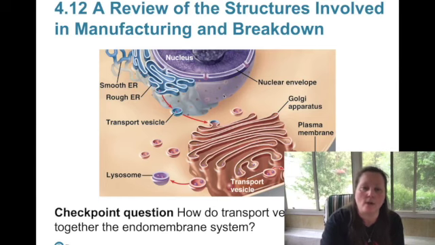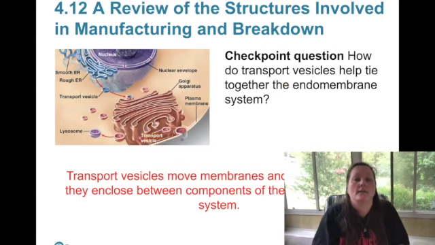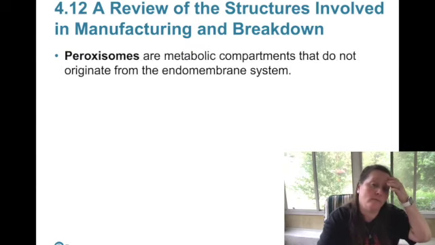As it ships it out, here it's showing you go to the lysosome. And here we have our rough and our smooth ER all connected. All these things are together. The rough ER has the little dots. Those are our ribosomes. And the smooth ER does not have the dots because there are no ribosomes. That's more for the lipids and stuff. So how do they tie together? Well, the transport vesicles move membranes and the substances they enclose between components of the endomembrane system. So there you go.